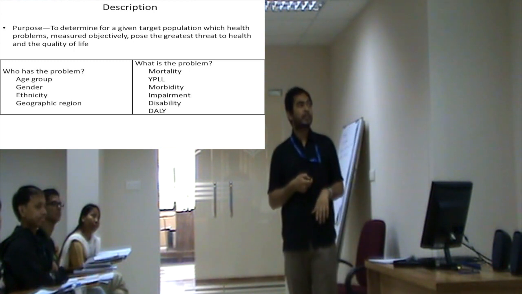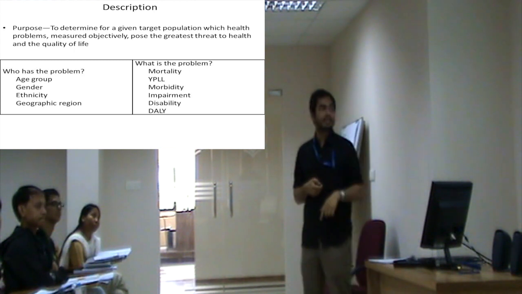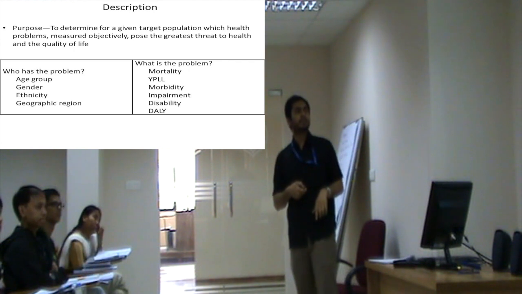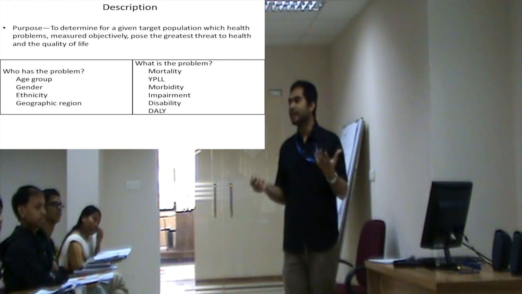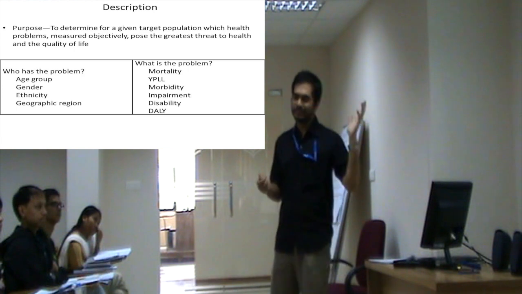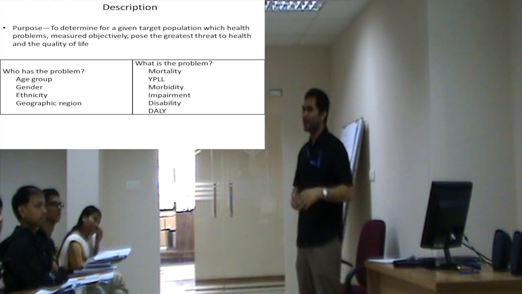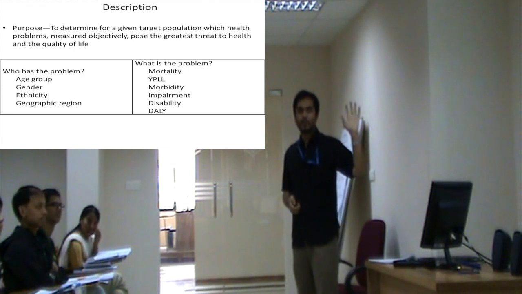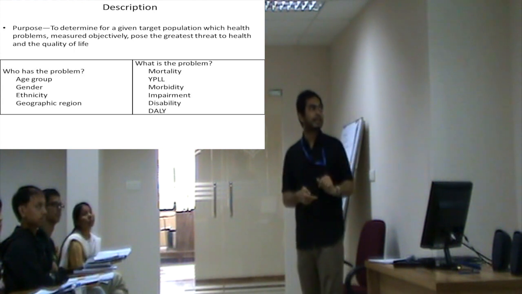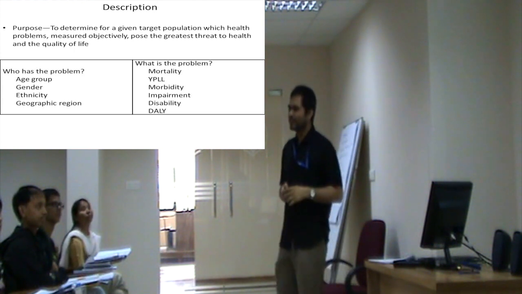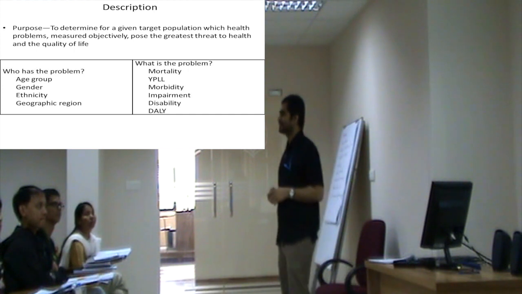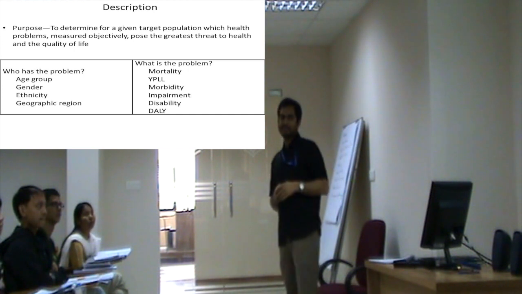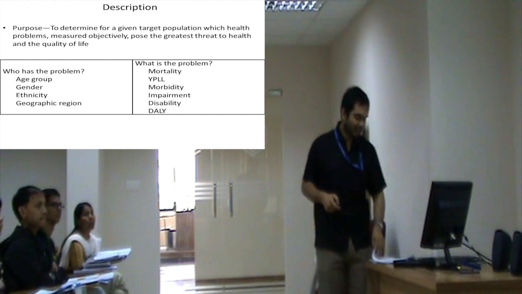You try to understand the problems in terms of their mortality, years of potential life lost, morbidity, impairment, disability, disability-adjusted life year, quality, then HALE or HEALY, whatever you want. I mean, you simply want to measure what's there in the community. That's the whole idea. And what could be the methods to understand the epidemiological profile of that community?